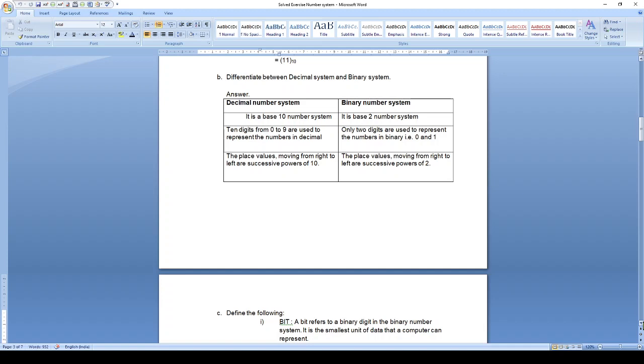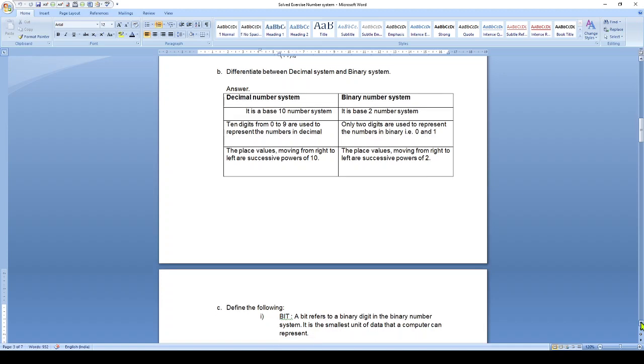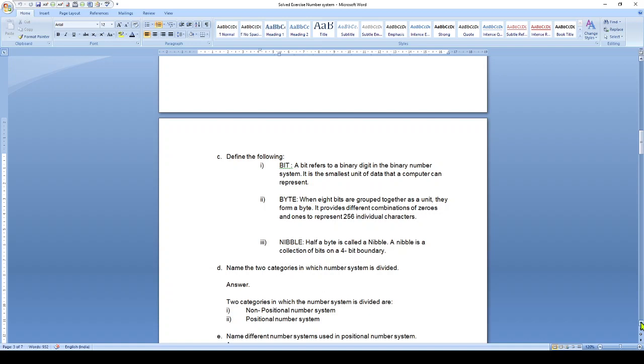Next, define the following terms. What do you mean by a bit? A byte and a nibble. So these are very simple definitions. A bit refers to a binary digit in binary number system. It is the smallest unit of data that a computer can represent. Bit is a binary digit, 0 or a 1.